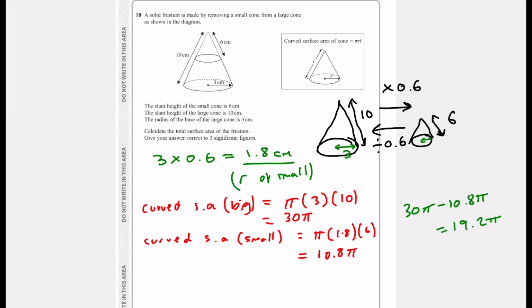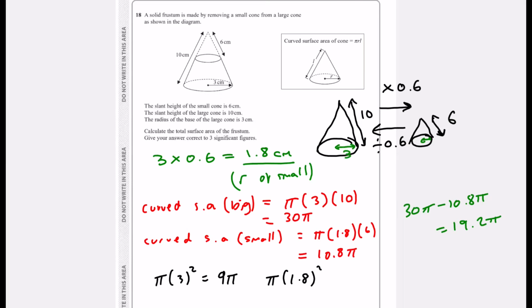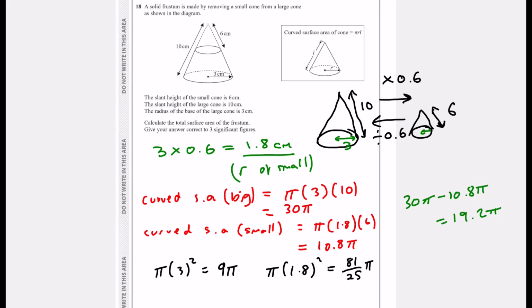Then we have the circle at the bottom. So area of a circle is pi r squared. So pi times 3 squared, which would be 9 pi. And we've got pi times 1.8 squared for the top circle, which is 81 over 25 pi. So we just need to add all this together.